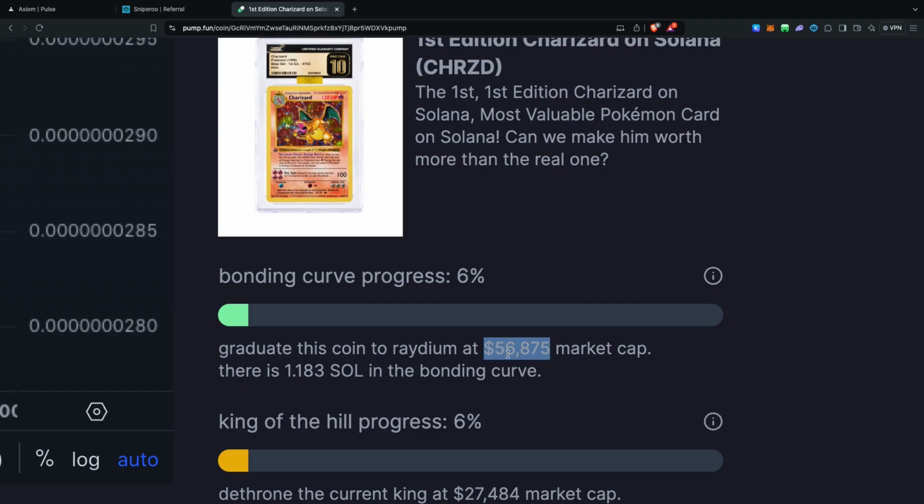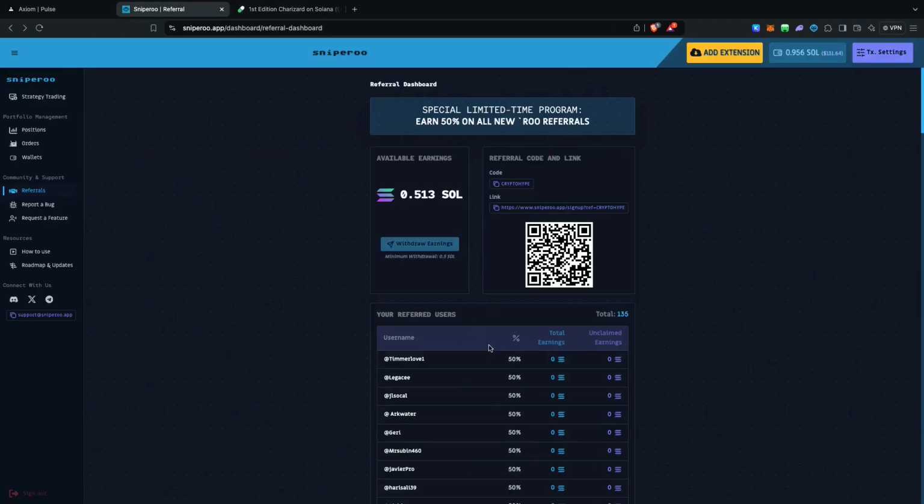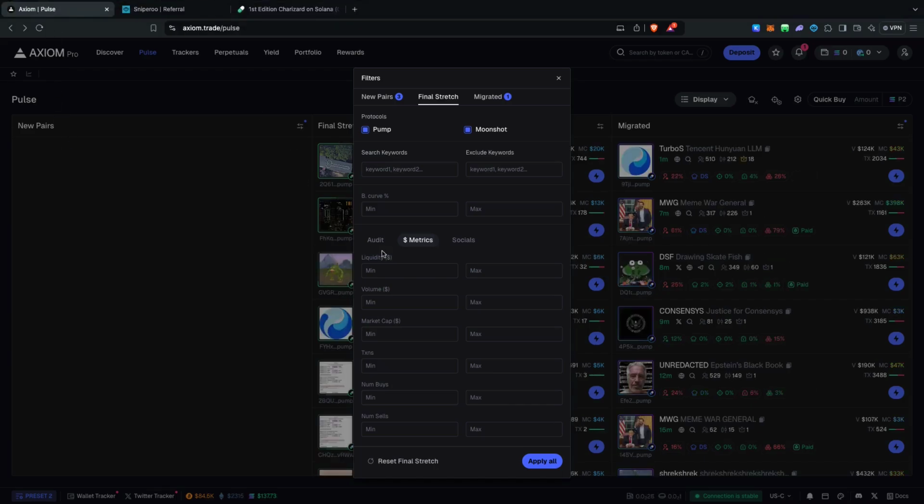So what you do with this figure is you divide it by 2. Basically, we're going to round it off to the nearest highest psychological level, which is around 60,000 US dollars. Divide by 2, that's going to be around 30,000 US dollars. So you go back to your Axiom filter, click on minimum volume, and put 30,000 US dollars. That's going to be your volume minimum right over here.